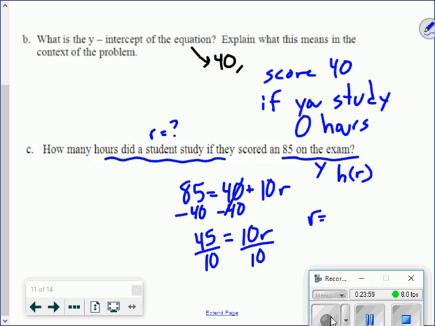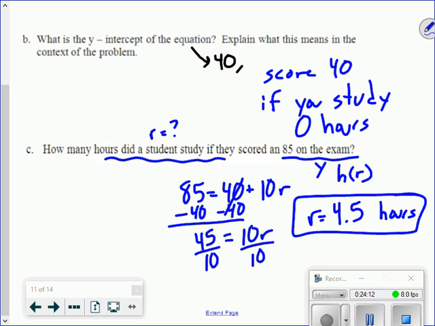So typically, if we only have one letter in the problem, you want to add or subtract from both sides. I subtracted 40, then multiply or divide to get the letter by itself, and to get an 85, you would have to study for 4.5 hours.